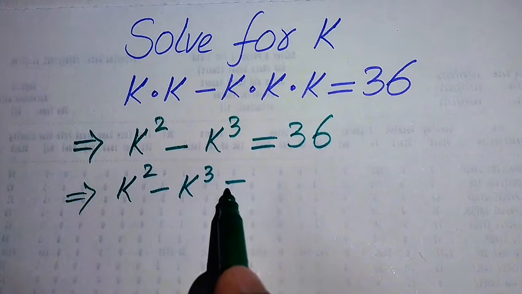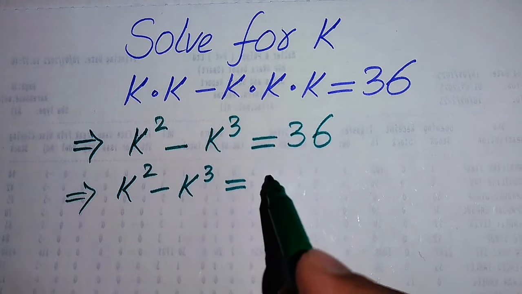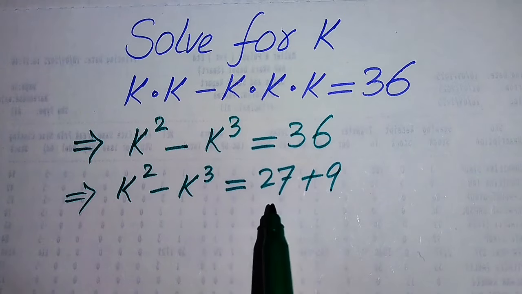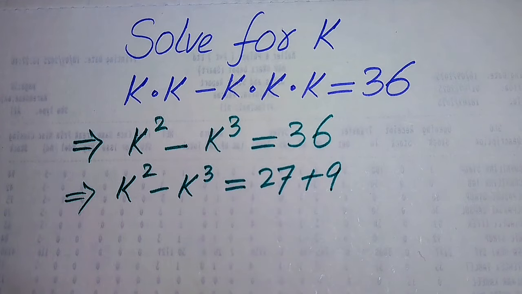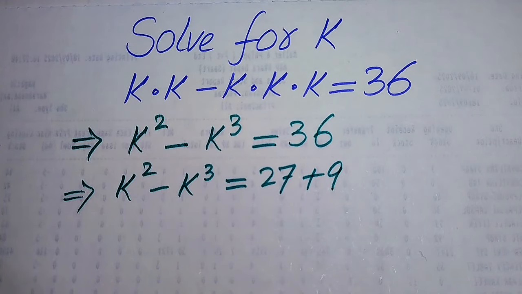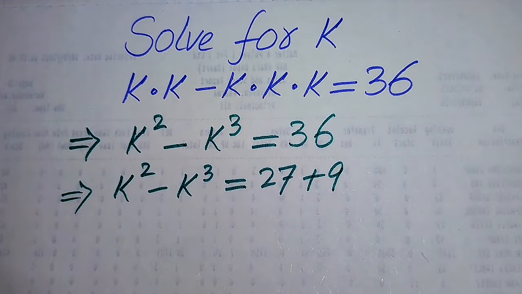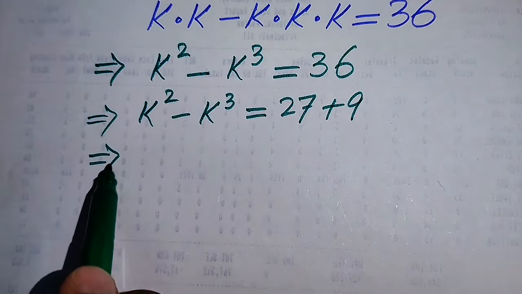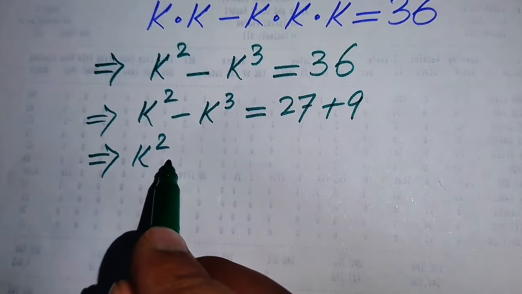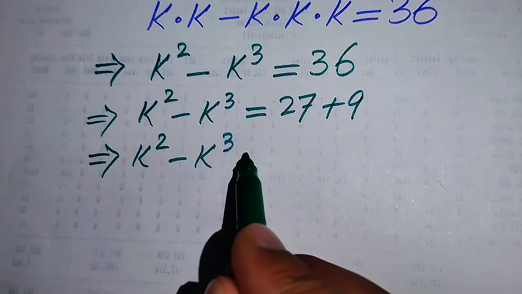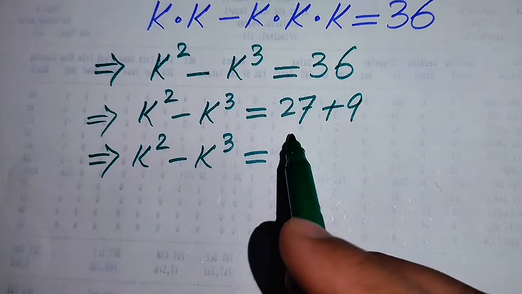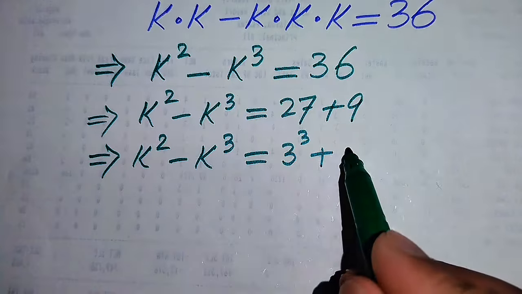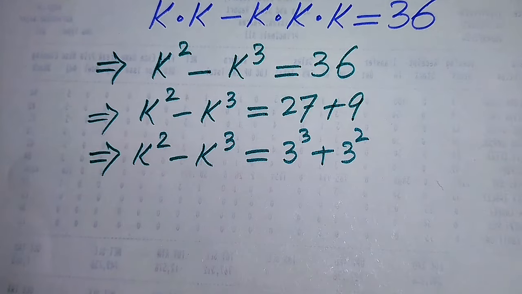This is 36, and we write this 36 as 27 plus 9. We know that 27 plus 9 becomes 36. So here we need more simplification on the right hand side, and we write our right hand side in the form of prime factors, so the left hand side is k square minus k cubed equals to, we know that the prime factor form of 27 is 3 cubed plus the prime factors of 9 are 3 square.